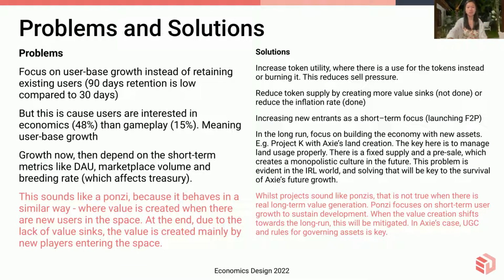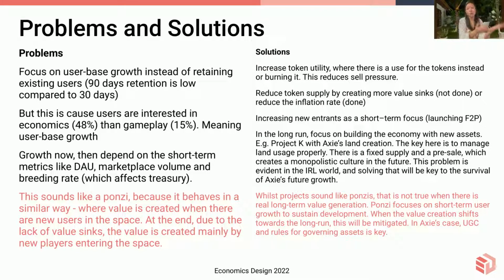So let's jump very quickly to understand the problems and solutions. The problem is they focus on user-based growth. The users are actually more interested in the economics: 50% of people say they're interested in economics, while only 15% are interested in gameplay. This is not good because you're adversely selecting for people who are not gamers, people who are there just to extract value, and not gamers who are creating value. Growth is then dependent on short-term metrics like DAU, marketplace volume, and breeding rate, and not actual gameplay and user interaction. So this sounds like a Ponzi, right?